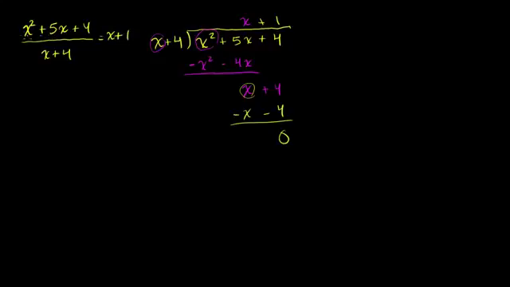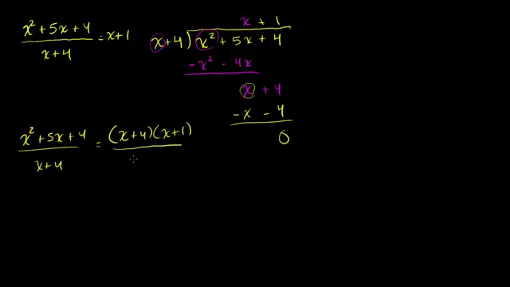And there are other ways you could have done this. We could have tried to factor this numerator, right? x squared plus 5x plus 4 over x plus 4. This is the same thing as what? We could have factored this numerator as x plus 4 times x plus 1. 4 times 1 is 4. 4 plus 1 is 5. All of that over x plus 4. That cancels out, and you're left with just x plus 1. Either way would have worked.